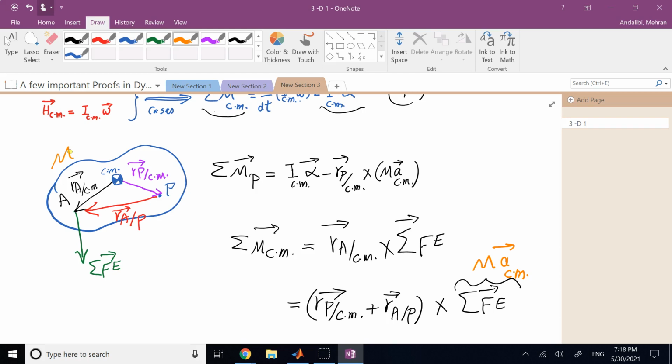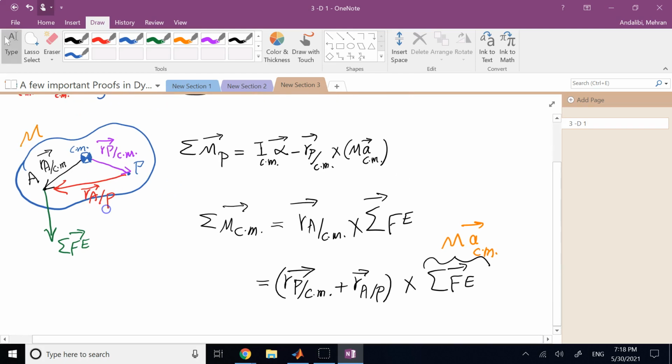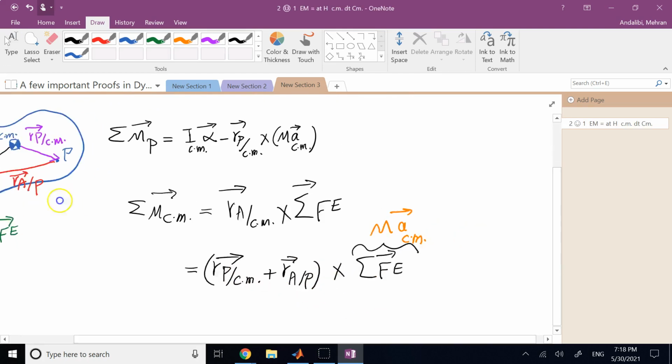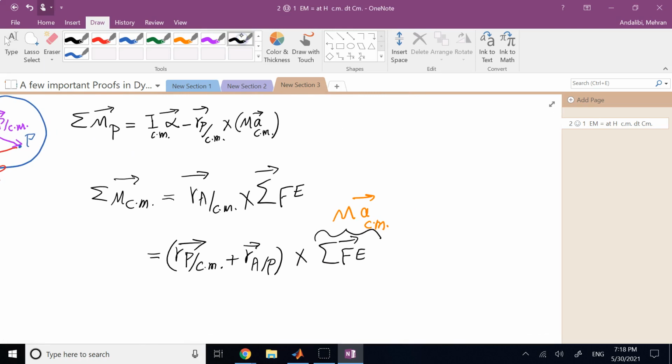And now this whole thing should be equal to I about the centroid times alpha. Correct? Because sum of the moment about centroid is equal to I about centroid times alpha. That's the definition. Good. Now what happens here?